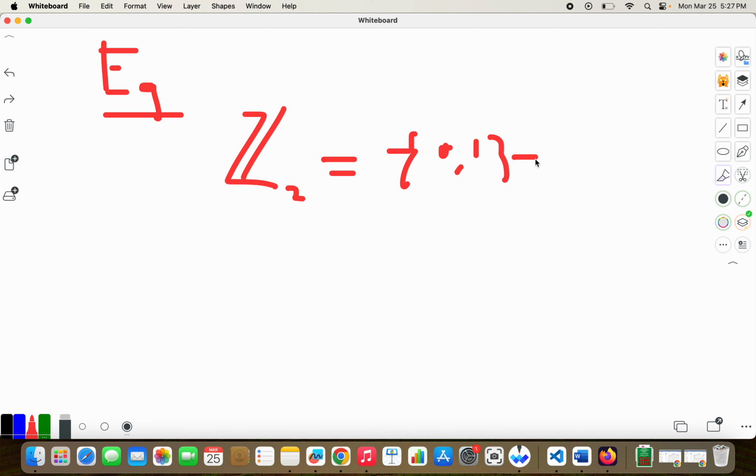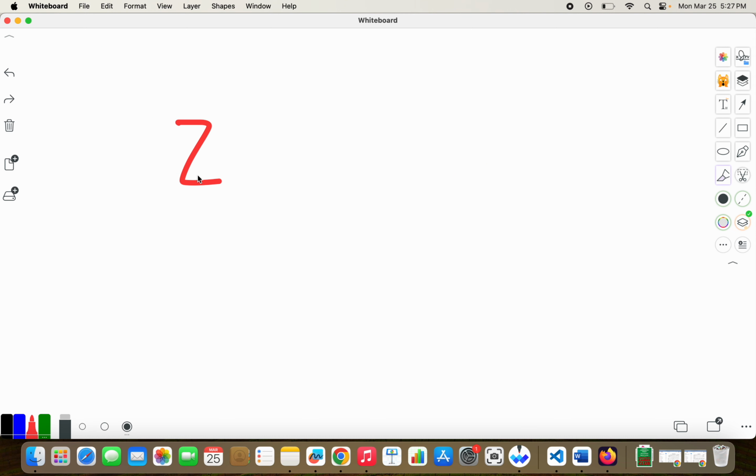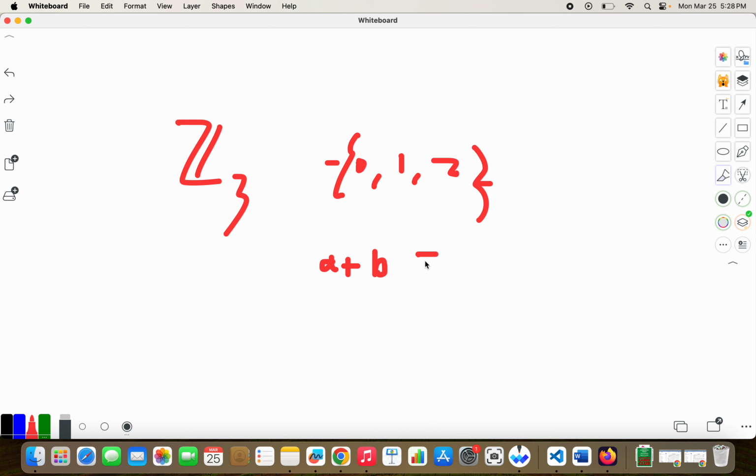0, 1. How does this work? Well, let's define 1 plus 1 equals 0. It works. And Z3, integers 0, 1, 2. A plus B equals C, mod 3. So modulus is basically giving you the remainder.